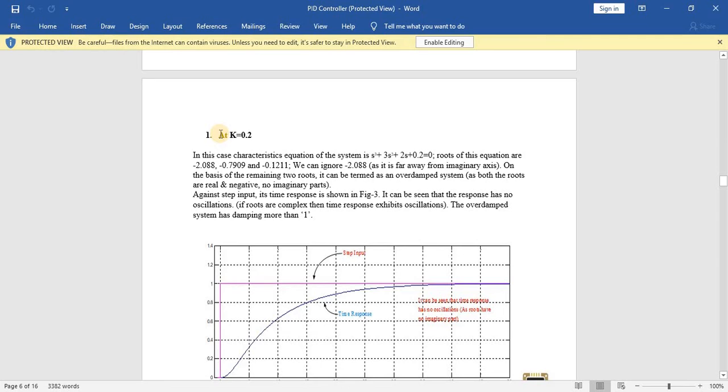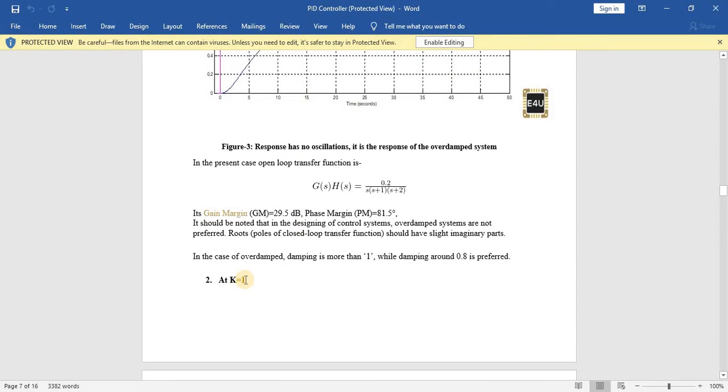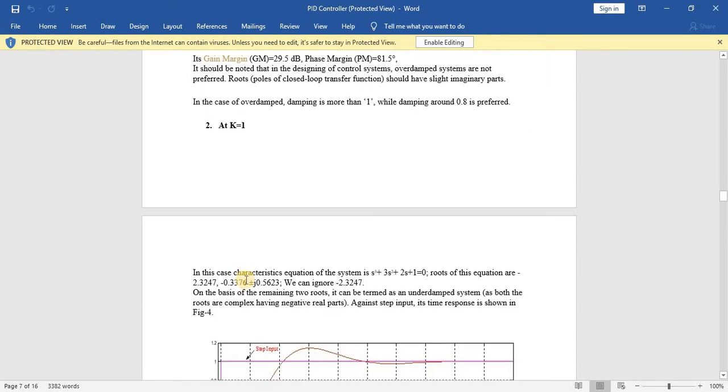We have seen the system response at k equals 0.2. The lesser the value of k, the more stable the system will be, but the steady state error is high, and there are no oscillations because it is overdamped. As we increase the value of k to 1, the characteristic equation with k replaced by 1 is like this, and the roots are this one, 2, and this one.